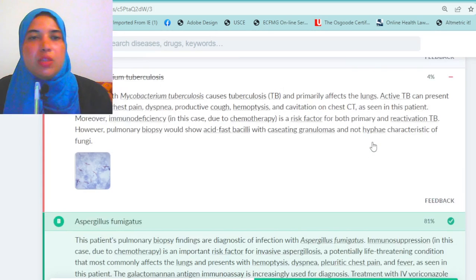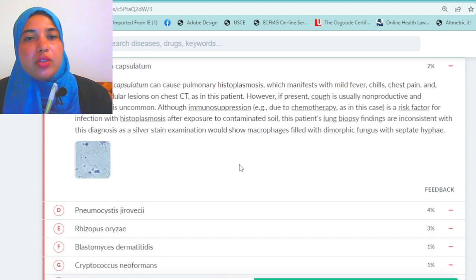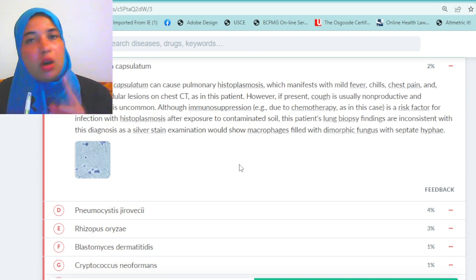Let's say we're dealing with, well, this patient had what? Immune suppression. Histoplasma capsulatum could be a potential answer. So let's see what it says. Pulmonary histoplasmosis manifests as fever, chills, chest pain, all of which are seen in this patient. However, if present, cough is usually non-productive and hemoptysis is uncommon. So we know that cough and hemoptysis is common with aspergillosis. Although immune suppression due to chemotherapy, as in this case, is a risk factor for both, histoplasmosis is typically seen with exposure to contaminated soil, and this patient's biopsy findings are not consistent with this diagnosis.